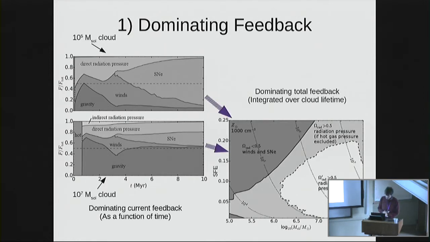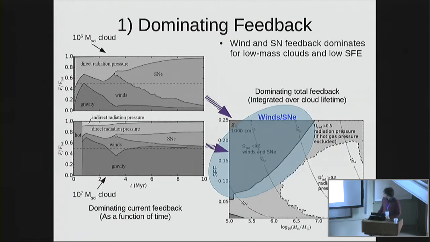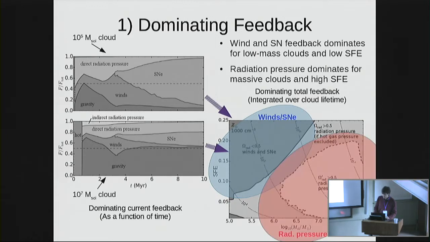So we can now integrate the strength of feedback over the lifetime of the molecular cloud to see in what cases a cloud is dominated by radiation pressure and in what cases it is dominated by winds and supernovae. On the x-axis you have the cloud mass, and on the y-axis the star formation efficiency of that cloud. In the top left corner, for high star formation efficiencies and rather low cloud masses, winds and supernovae are dominating. Whereas in the bottom right, for high cloud masses and low star formation efficiencies, radiation pressure dominates feedback in a molecular cloud.